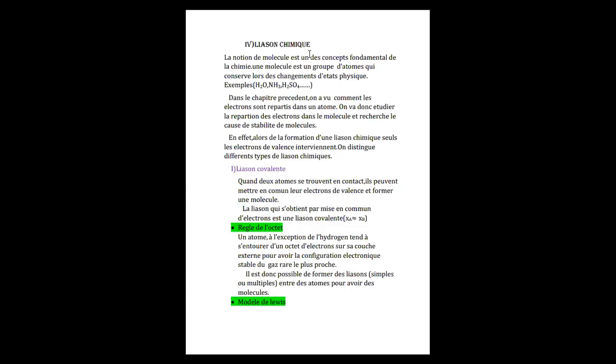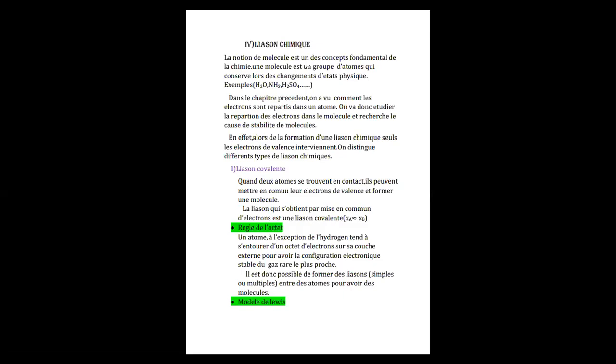So liaison chimique. As I said, la notion de molécule étant des concepts fondamentaux de la chimie. So we see that this connaissance or the knowledge of a molecule is a fundamental concept in chemistry. A molecule is a lot of things, like oxygen is in form of molecule. The oxygen which you find in air is in form of molecule. The carbon dioxide, and you know the importance of oxygen for breathing and breathing out. So the molecule is the concept fondamental de la chimie.